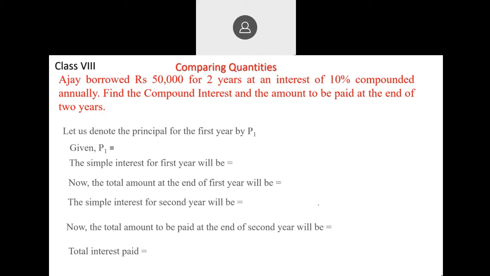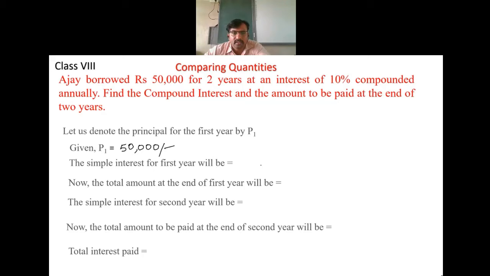Here I have made a blank slide. We'll fill this now. Let us denote the principal for the first year as P1. So P1 will be 50,000. Simple interest for the first year will be 50,000 into 10 divided by 100.